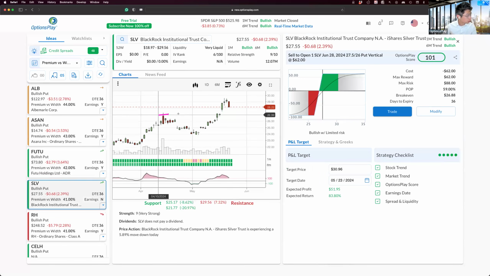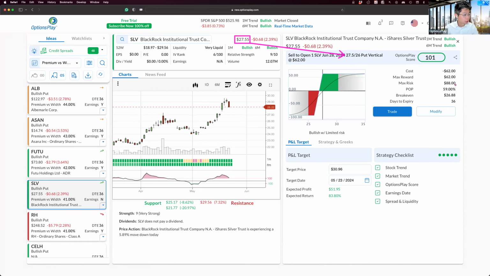SLV, just like gold, recently broke out here and pulled back to this 27.55 level. Maybe this is a buying opportunity. So what it does is sell the $27.50 put option, which is the at-the-money put option, and buy the $26 put, which is closest to the 25 delta. And in this particular case, you're collecting $62 and potentially making $62 to risk $88.